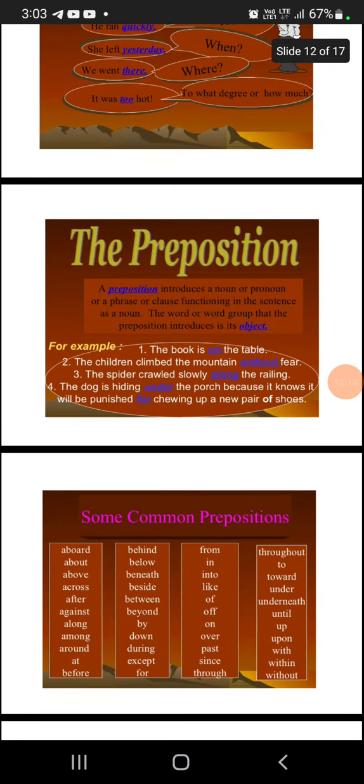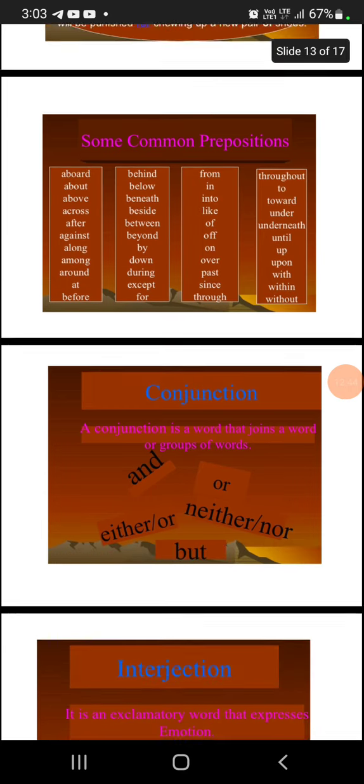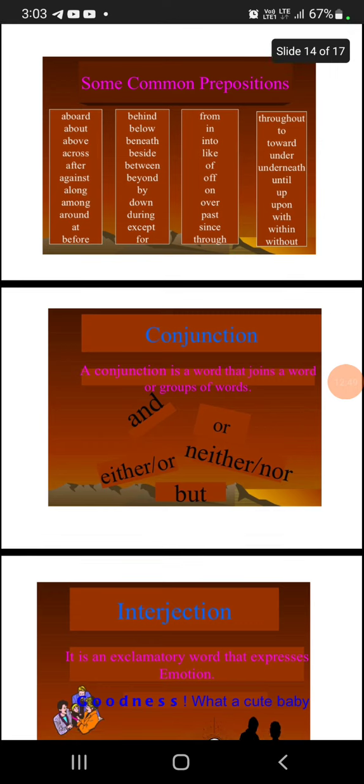And preposition is also a connecting word. The book is on the table, so on is a preposition word. The children climb the mountain without fear, so without is a preposition word. This is what we always term as preposition. And here we have more common prepositions, which will be useful for you to make a clear and understandable sentence. And conjunction is a connecting word that joins one or a group of words.